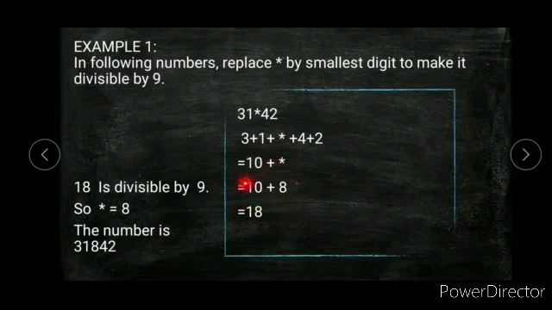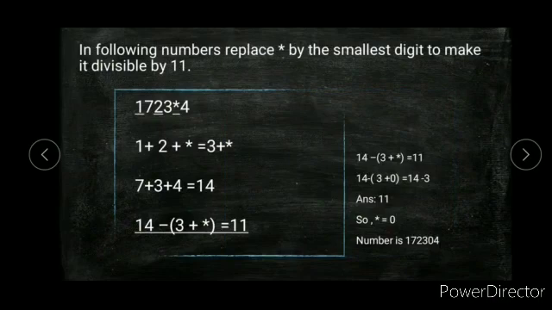If we add 2, 10 plus 2 is 12, and again 12 is not a multiple of 9. If we add 3, 4, 5, 6, 7, we get 17, which is not a multiple of 9. But if we add 8, 10 plus 8 becomes 18. 9 twos are 18. So 18 is a multiple of 9. On replacing this asterisk sign by 8, the number becomes 31,842, and on adding all the digits we get the sum 18, and 18 is a multiple of 9, so the whole number will be divisible by 9. Now let us take another example.